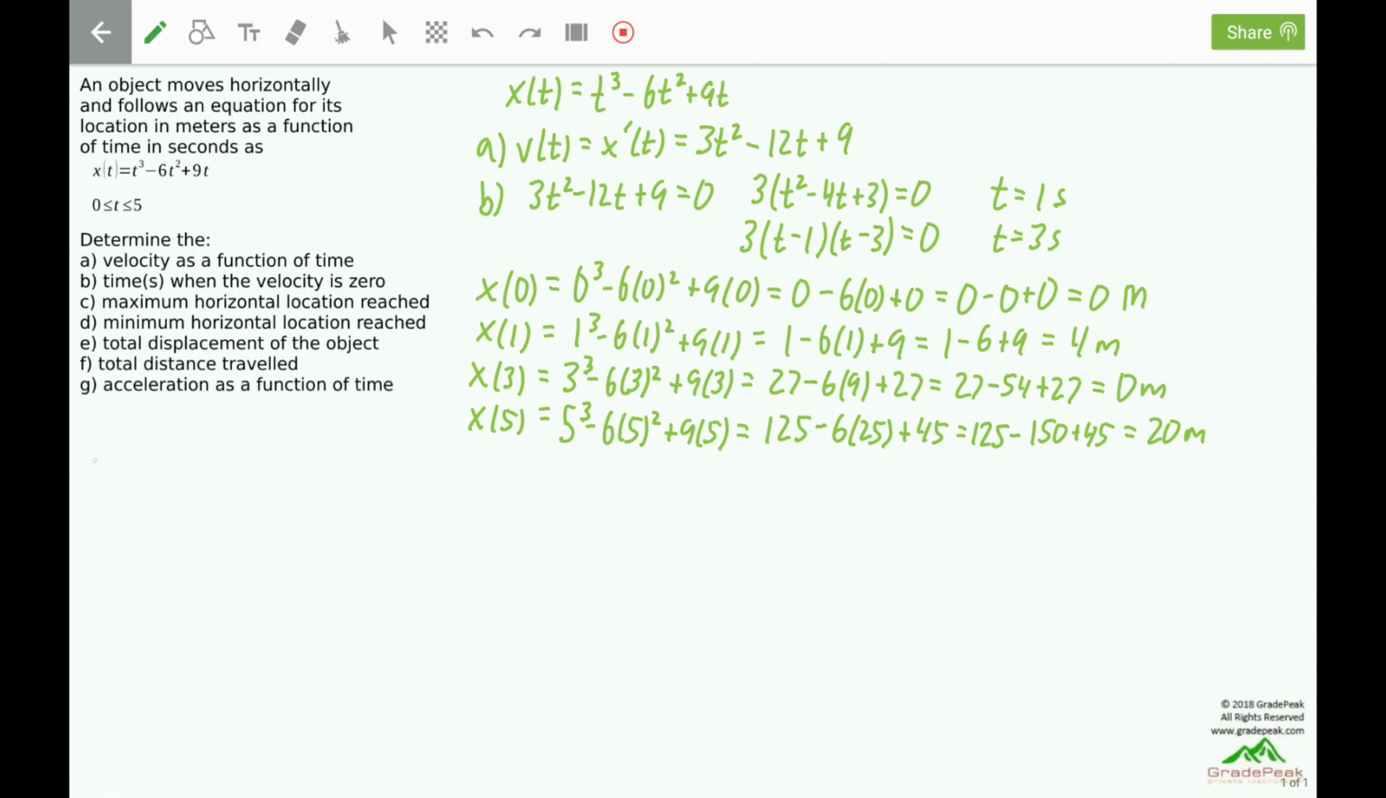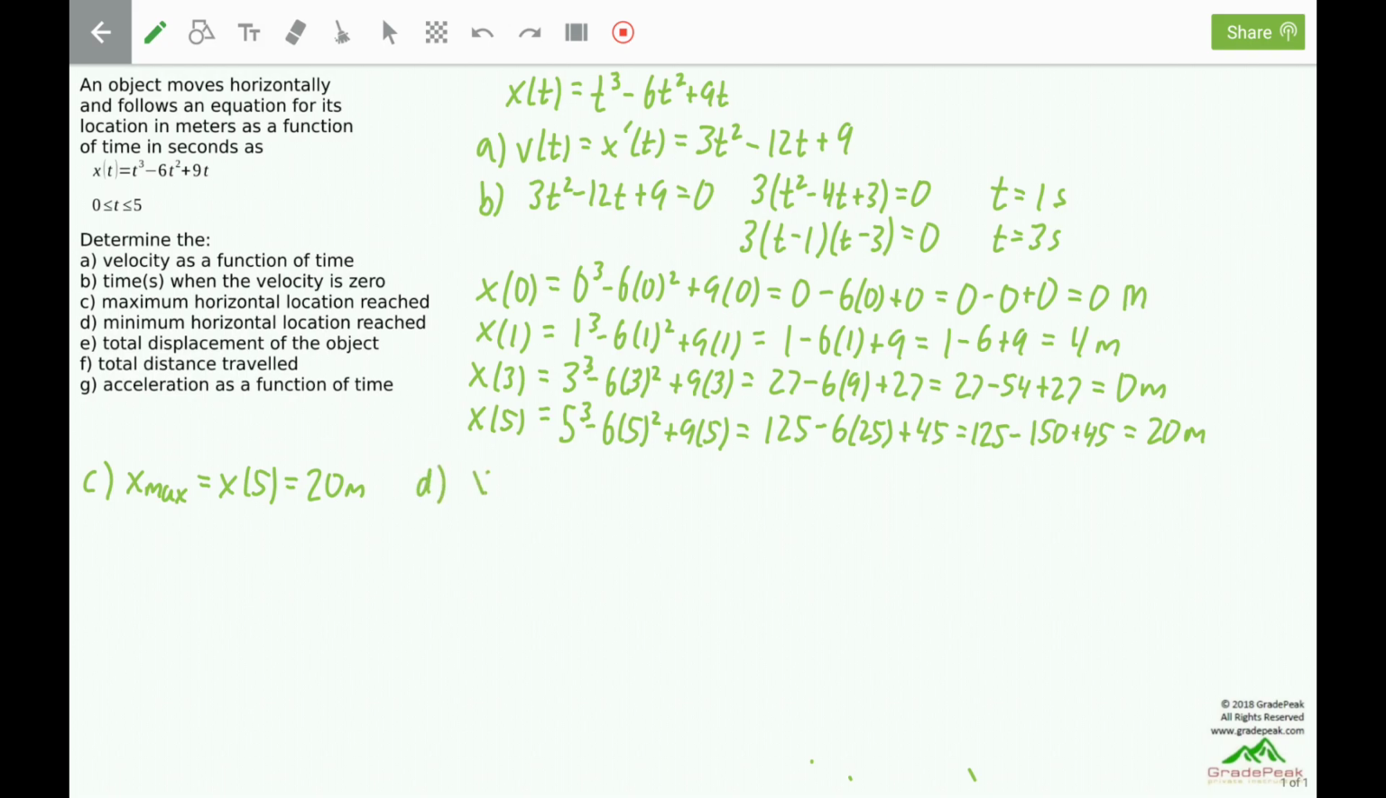So, for part C, the maximum horizontal distance reached will be one of these answers, and if we look, the maximum was the 20, so it'll equal x at the final time 5, and that's 20 meters.